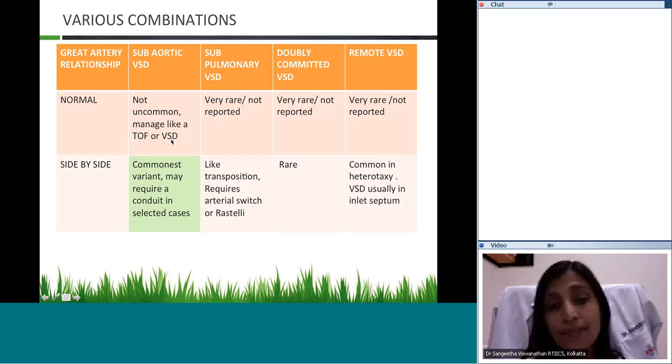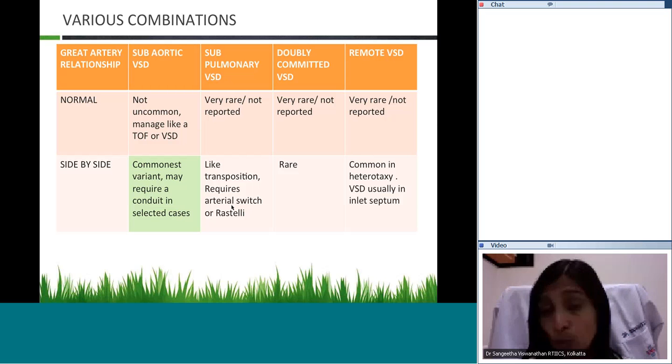Now, with side-by-side great arteries, you can find the other less common VSDs, and when you have a subpulmonary VSD, what happens is that blood flows from the LV into the pulmonary artery. These patients have lower saturations because the oxygenated blood, instead of going into systemic circulation, is preferentially going into the subpulmonary circulation. They also develop pulmonary hypertension early.